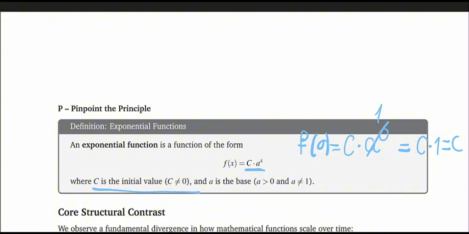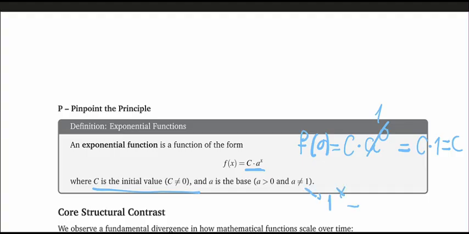And c is not 0 because otherwise the function would be boring. If c were 0, the function would be everywhere 0, and we would not need to worry about it because 0 is a simple function and we've already established what that is. And the base a is going to be positive. In this class, the base a is always going to be positive and not 1, because if it were 1, it would be boring. 1 to the x would just be 1.